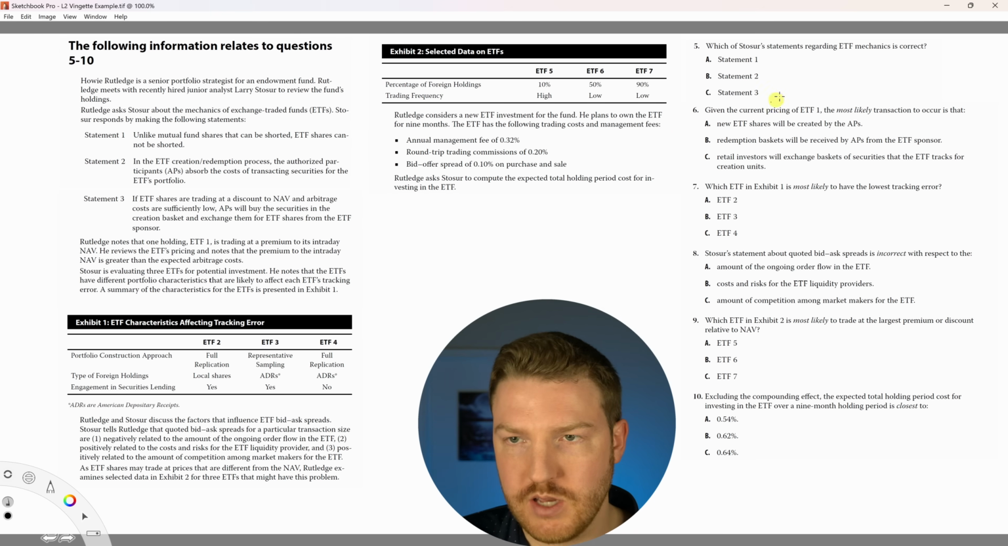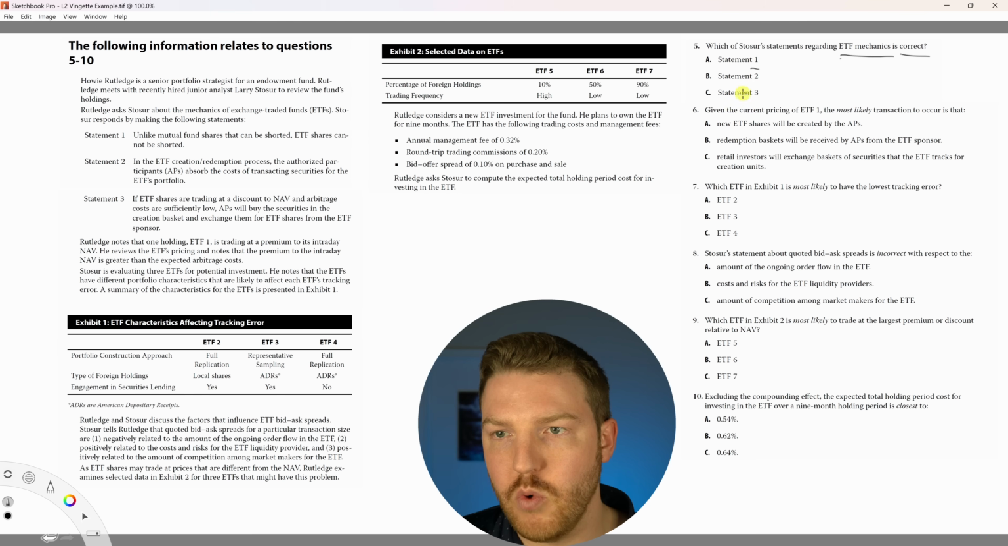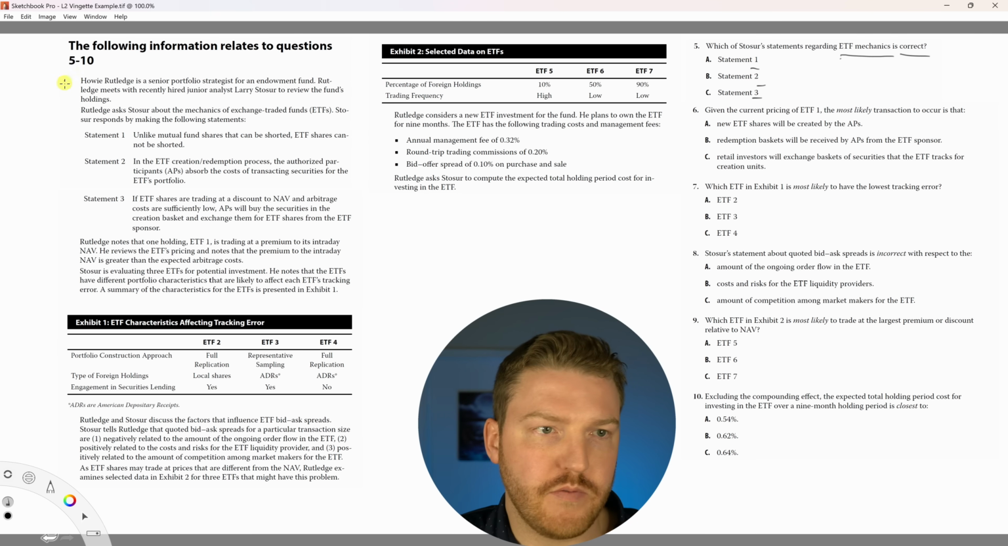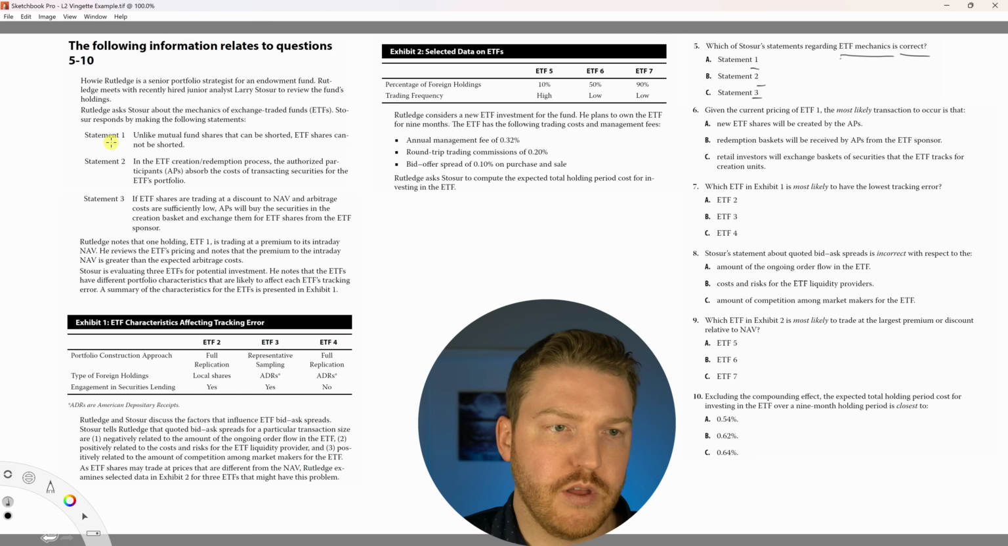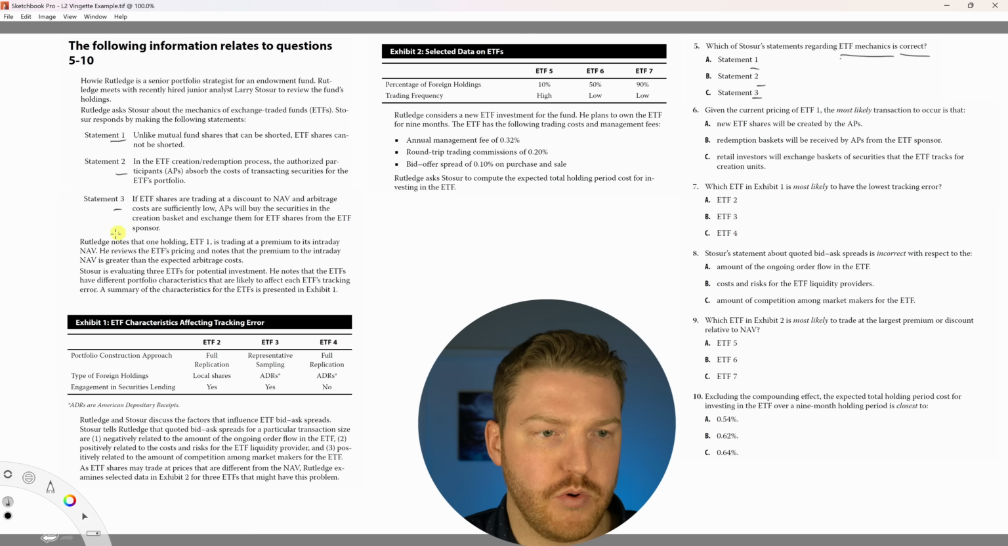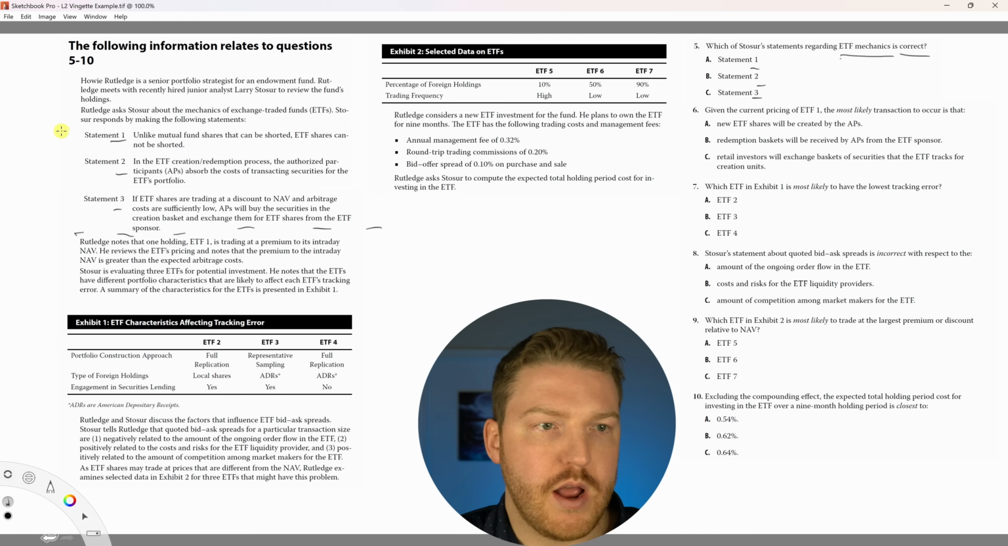So let's do an example of that. Which of this person's statements regarding ETF mechanics is correct? Statement 1, 2, or 3. So I'll start from the very top and scroll down until I see statement 1, 2, or 3. There we go. Statements 1, 2, and 3. Statement 3 ends there. So probably all I really need to solve this problem is just this text right here. Probably this is the only thing relevant to me for this one.